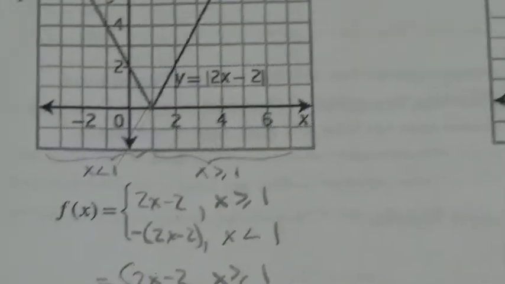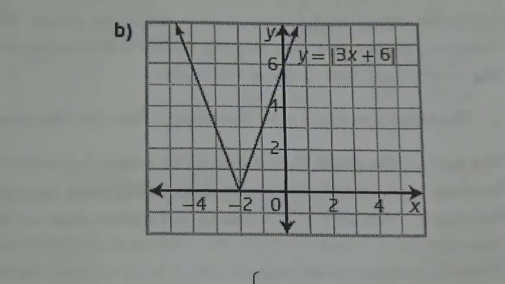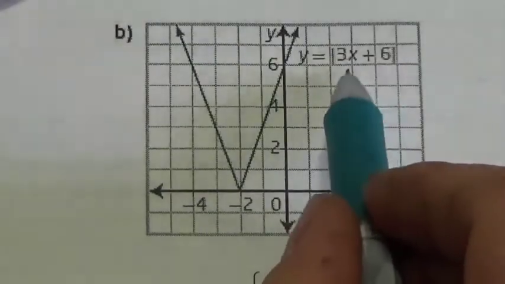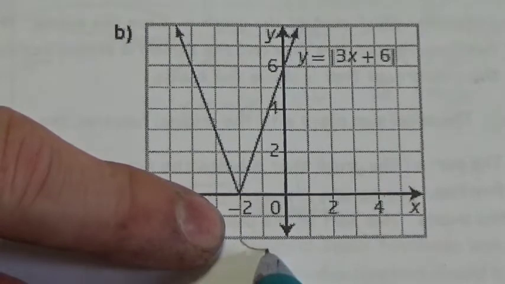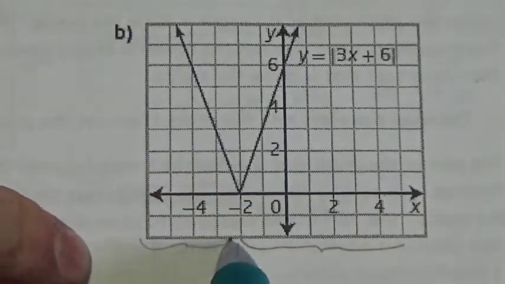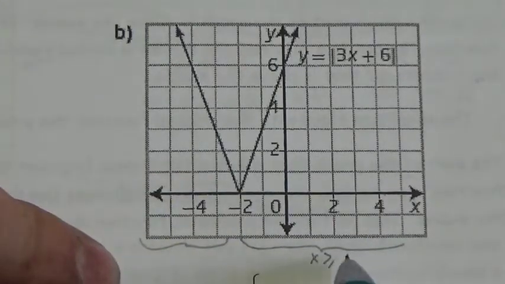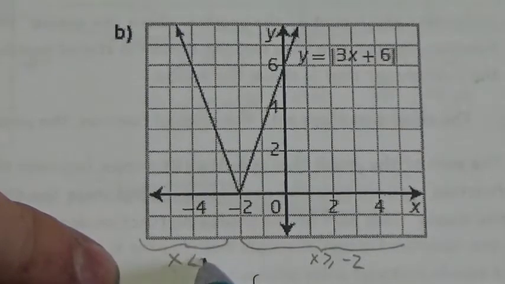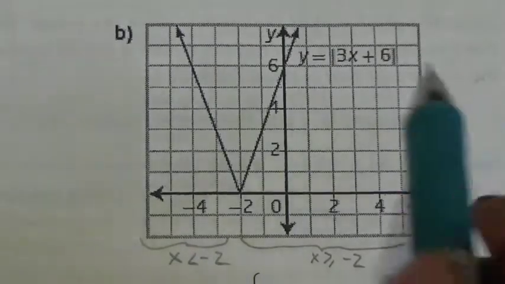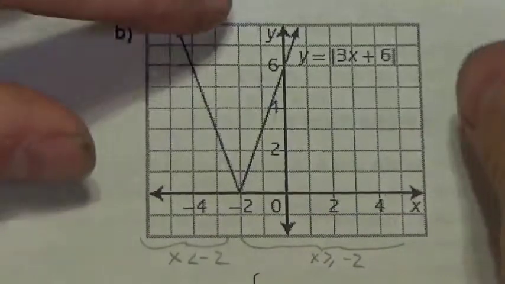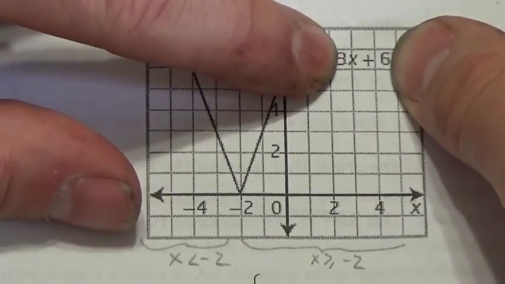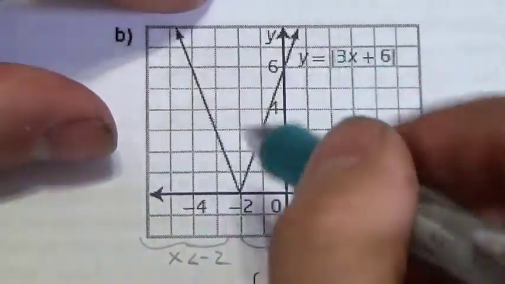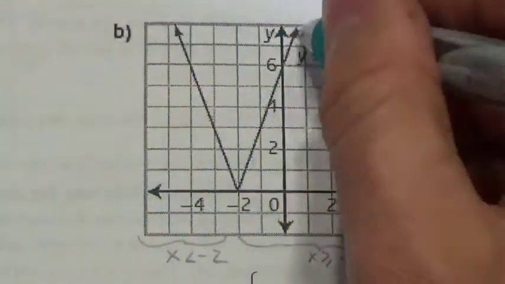Okay, let's try that again with this one right here. Here, we've got the absolute value of 3x plus 6. Now notice that our x-intercept is negative 2, so that breaks this up into 2 different parts, where x is greater than or equal to negative 2, and where x is less than negative 2. Now, this function right here, if you drop the absolute values, if you ignore those, you end up with 3x plus 6. That's a line that's got a positive slope. That's this guy right here.